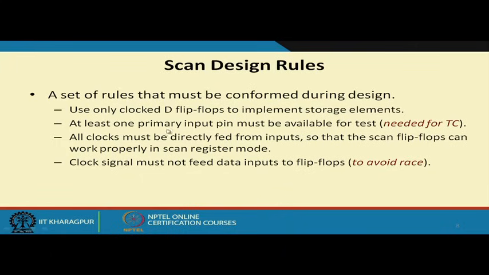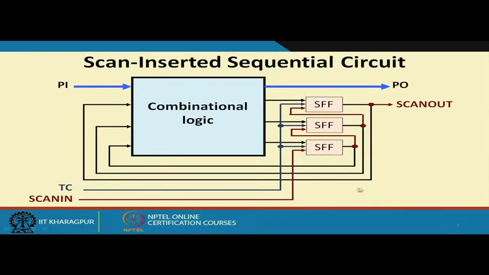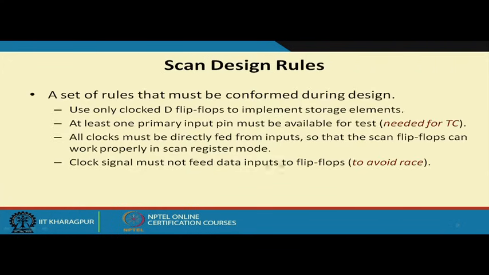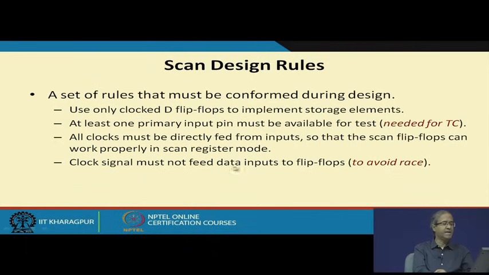And as I said, we need at least one additional primary input pin, the test control, and all the clocks must be directly fed. That means, it should not be a gated clock. Here, although I have not shown the clocks, the clocks are going directly into the 3 scan flip flops, so that they can work in a shift register mode. So, clock signal must not feed any data input to the flip flop. This is one of the design rules. This is used to avoid race condition, because depending on clock skew and other problems, the data that is getting stored in the flip flop may be wrong.